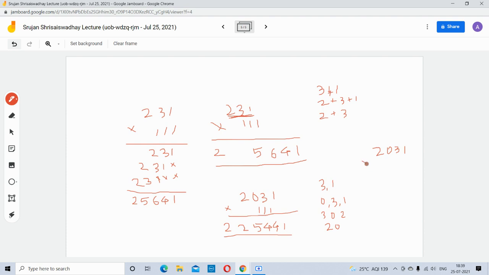You just see whether you will be getting this number or not. 2031 multiplied by 111. So just try to add it. 2031, then shift it to the left. 2031, then shift it to the left. 2031. Now let us see. 1 as it is, 3 plus 1 is 4, 3 plus 1 is 4, 0 plus 2 is 2, 3 plus 2 is 5, this is 2 and this is 2. So your answer is tallied over here.